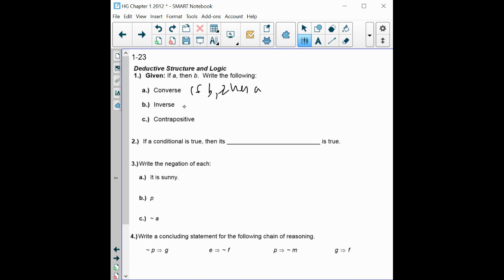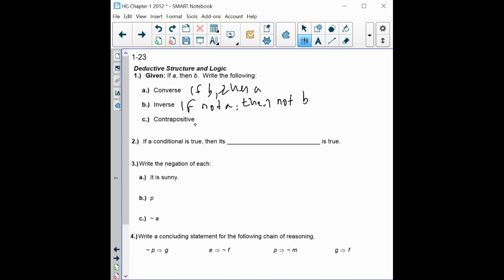Now the inverse is if not A, so if A does not happen, then B cannot happen. So then not B. Okay, and so if we're saying that something cannot happen, we'll put the word not in front of it. Okay, so that's the inverse.